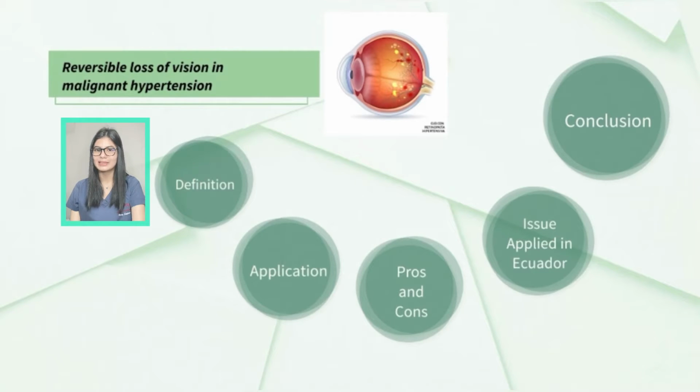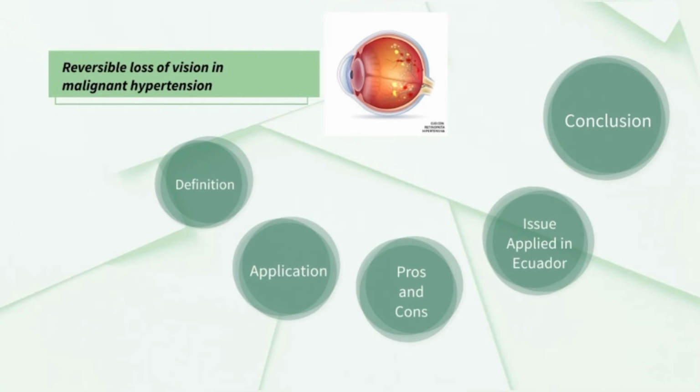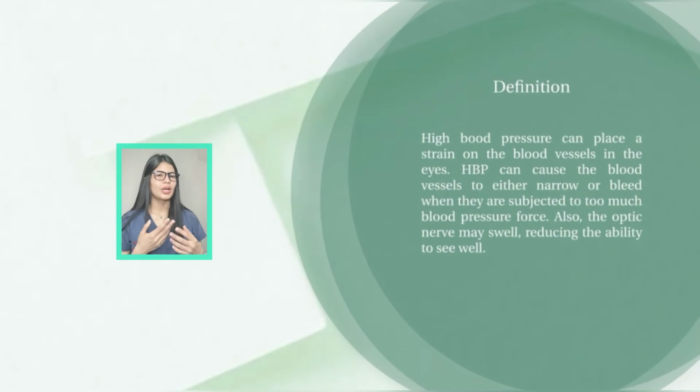My topic is reversible loss of vision and malignant hypertension. Definition: high blood pressure can place a strain on the blood vessels in the eye. High blood pressure can cause the blood vessels to either narrow or bleed when they are subject to too much blood pressure force, as the optic nerve might swell, reducing the ability to see well.